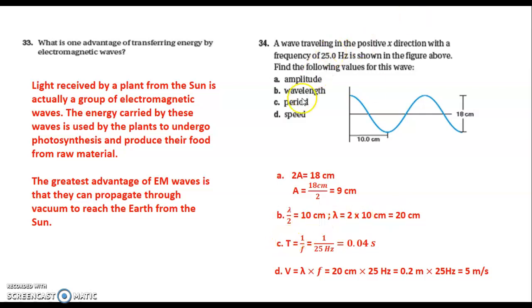Now given the frequency, we can calculate the period by applying the rule T equals 1 over f, 1 over 25 Hz equals 0.04 seconds. Then the speed. v equals lambda times f, equal to 20 centimeters times 25 Hz. Hertz is the SI unit of frequency, so we have to convert lambda to the SI unit. From centimeter to meter, we divide by 100, moving the decimal backwards by 2 digits, it's 0.2 meter. And the answer is 5 meters per second.